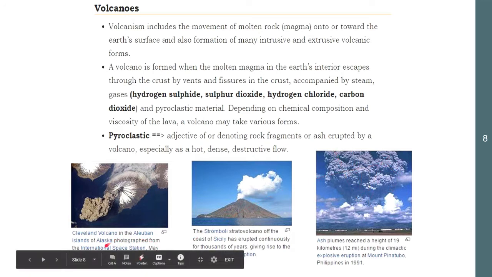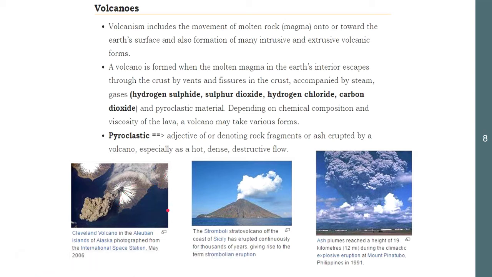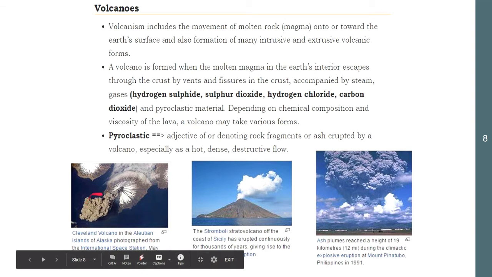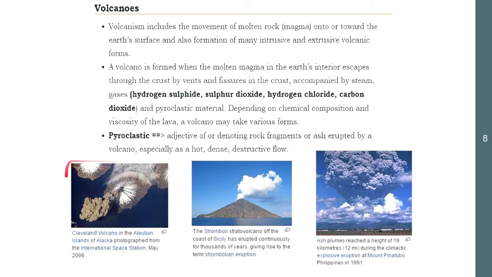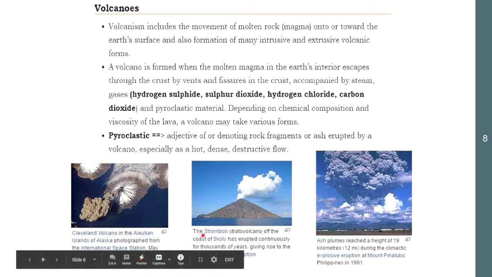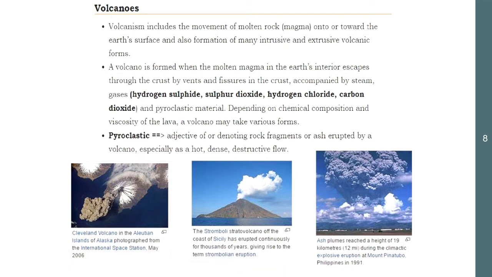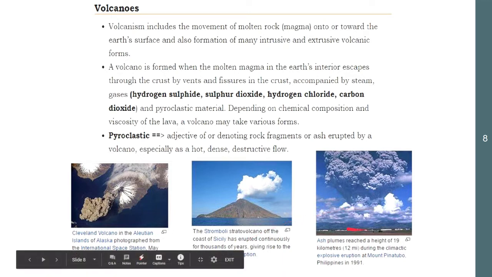So here we have examples of some volcanic activities. So this is Cleveland volcano in the Aleutian Islands of Alaska, Stromboli volcano off the coast of Sicily. It has been continuously erupting pyroclastic materials for thousands of years, and these are ash plumes. Okay, again, pyroclastic eruption from Mount Pinatubo in 1991.